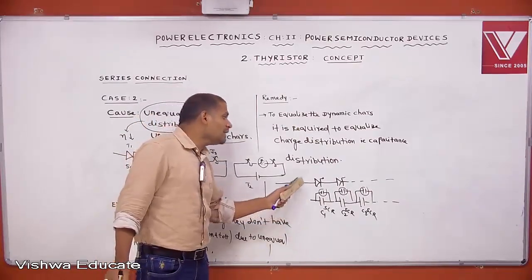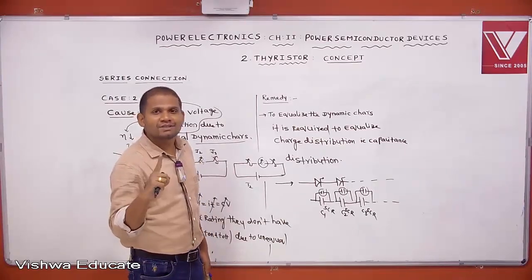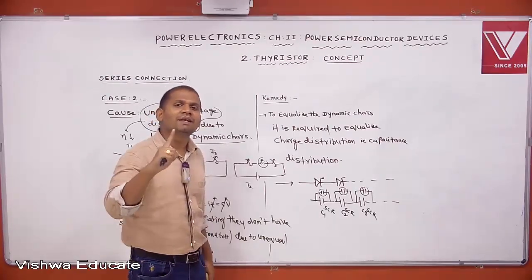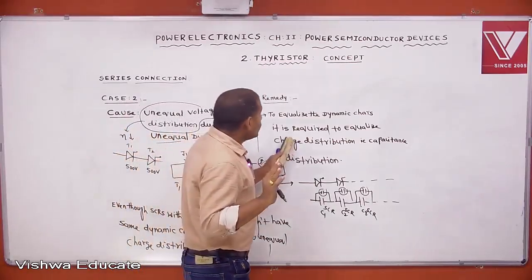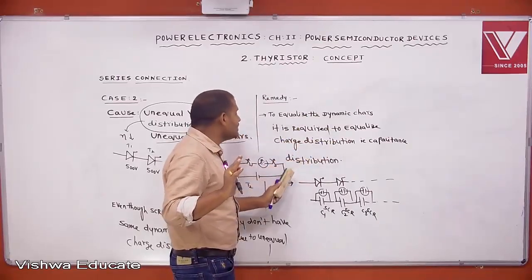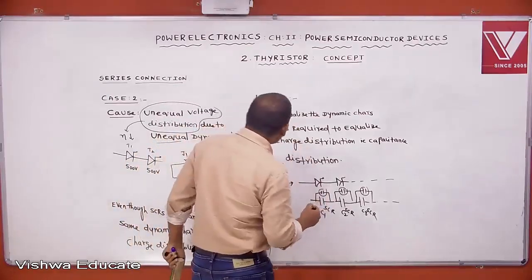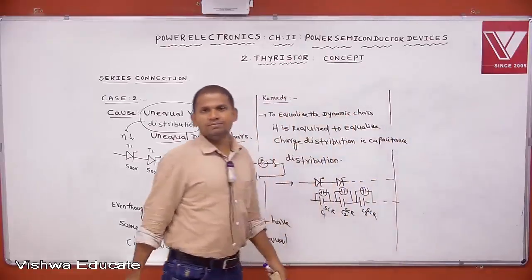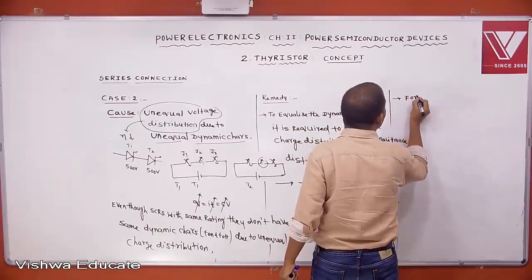Then for approximate equalization, one equal value of capacitance is designed, and that capacitance is connected across each SCR. Understood? To equalize the dynamic characteristics, it is required to equalize the capacitance distribution. Exact equalization is not possible, so we do approximate equalization of the capacitance distribution.